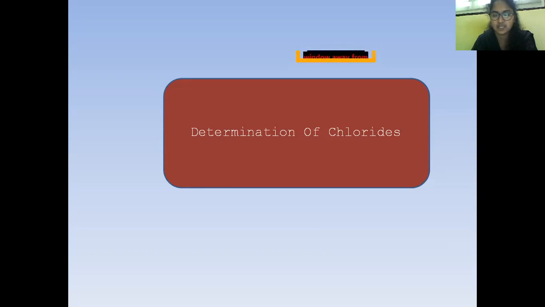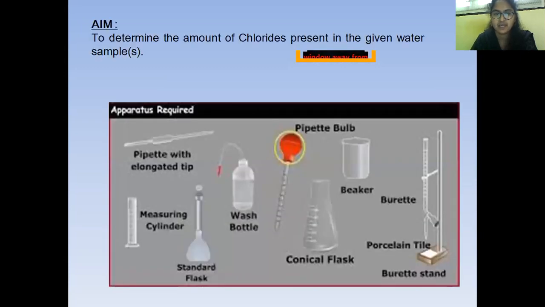So what are the indicators here? What are the reagents and what are the apparatus required for determination of chloride? So first, the aim is to determine the amount of chlorides present in the given water samples.